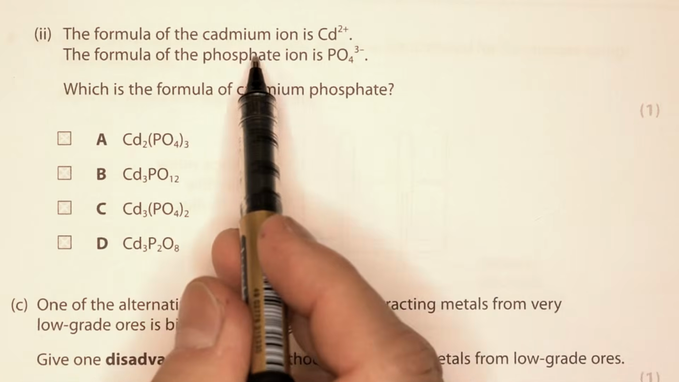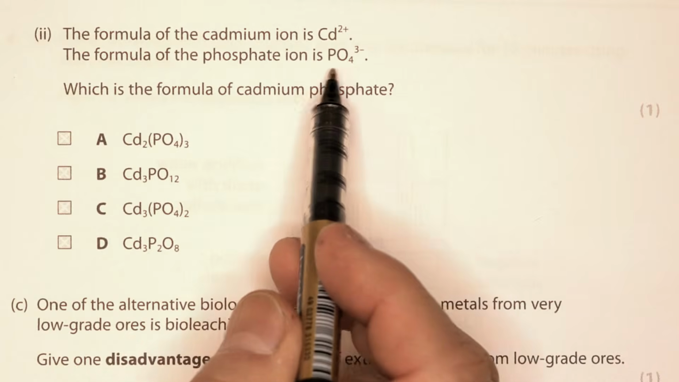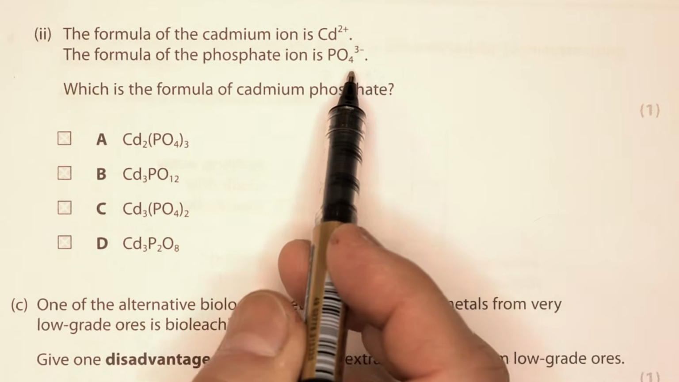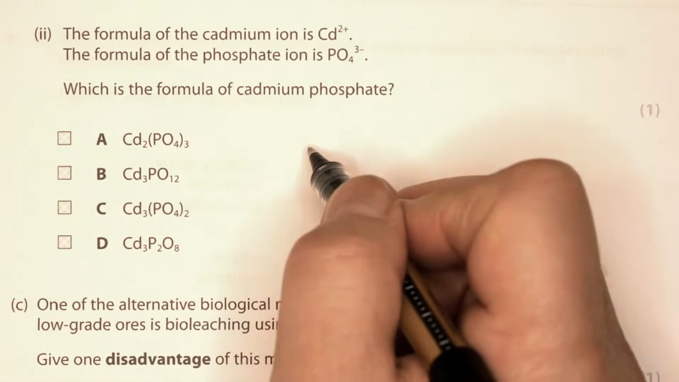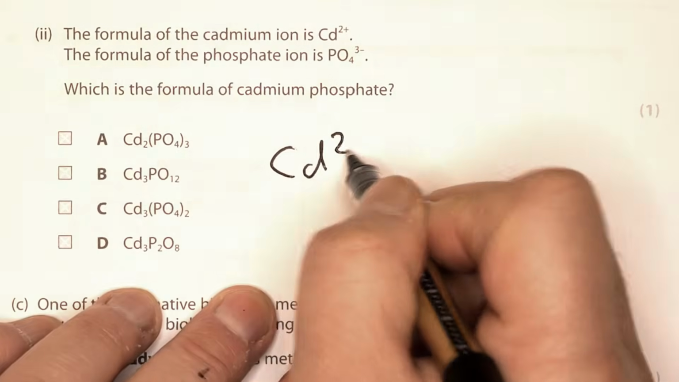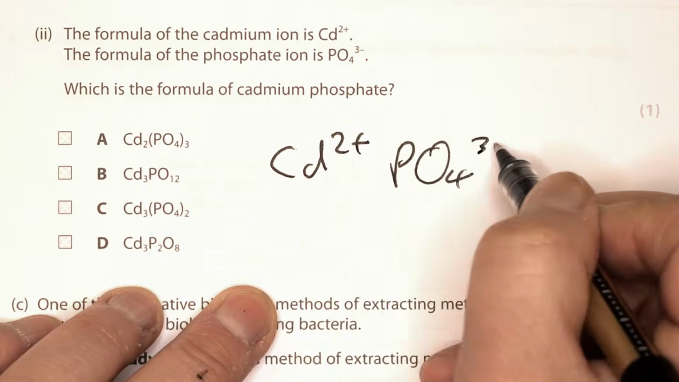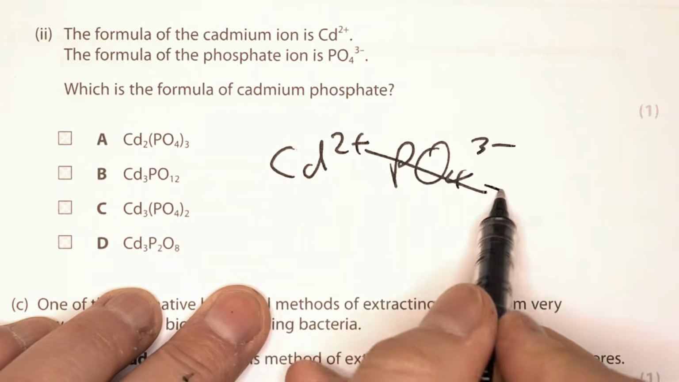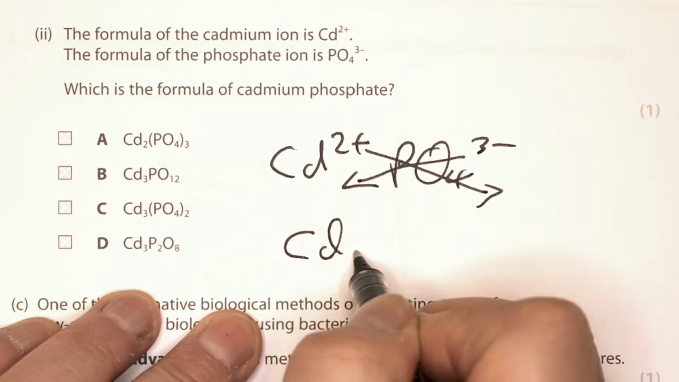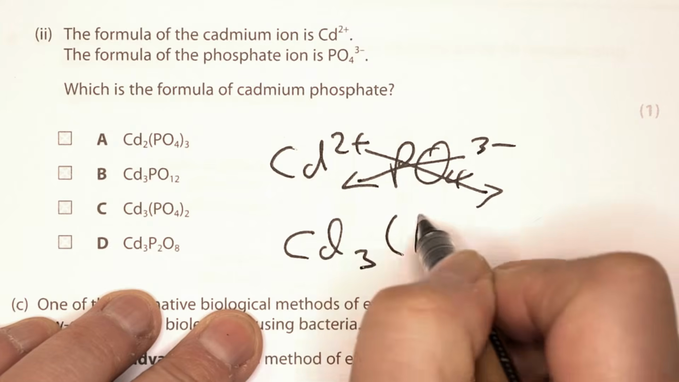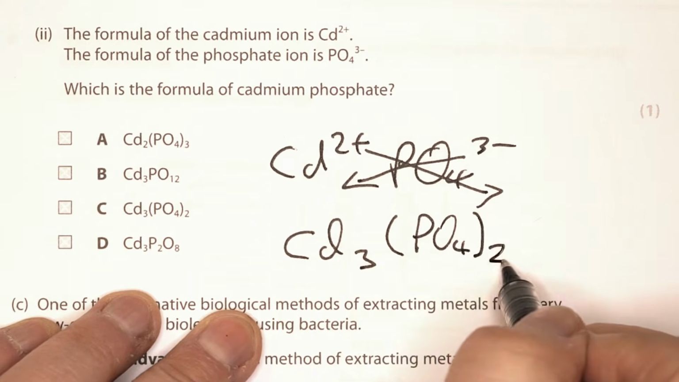The formula of the cadmium ion is Cd2+. The formula of the phosphate ion is PO4 3-. Which is the formula of cadmium phosphate? So we're going to use the crossover method. So we write the two ions down that it's made from. So the 2 comes down here and the 3 comes down here. So that becomes Cd3(PO4)2, and the 2 comes down there.